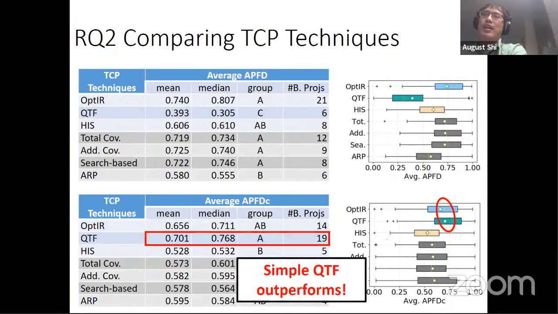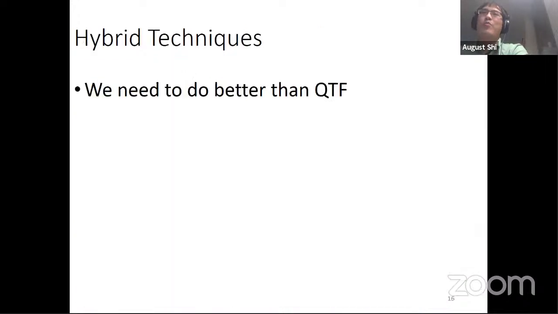Even this simple technique is outperforming the other ones, suggesting that while we spent all this work investigating test case prioritization techniques like fancy IR-based models, they're still not beating this simple one that just ranks them by test time. So we really want to do better than the simple QTF. This is where we start investigating hybrid techniques we can use to enhance the existing techniques to get them closer in performance.